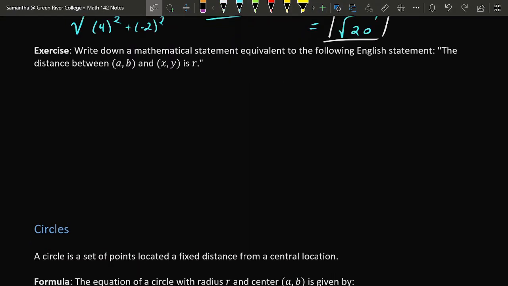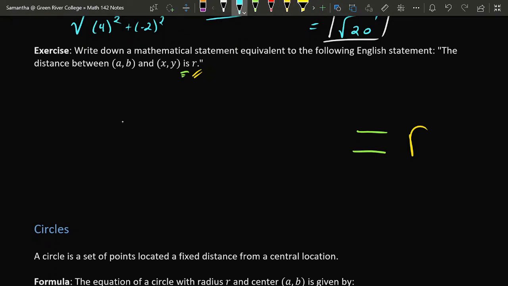Now let's use that distance formula to write down a mathematical statement, a mathematical equation, which is equivalent to the following statement in English. The statement I want you to translate into Mathish is this: the distance between (a, b) and (x, y) is r. Now the word "is" gets my attention immediately, because the translation of the English word "is" into mathematics is that it is equivalent to an equal sign. So "is r" I will turn into "equals r".